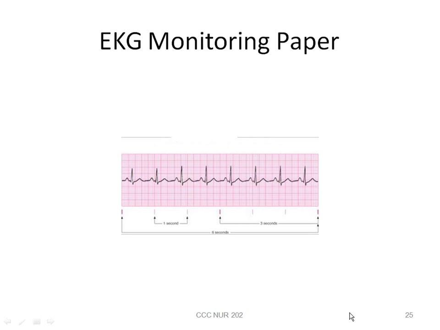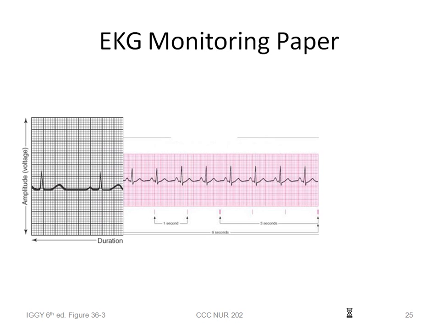Now, if by chance you don't have the markings at the bottom, 30 of these small blocks, here to here, will equal 6 seconds. So 30 of the small blocks will equal 6 seconds.